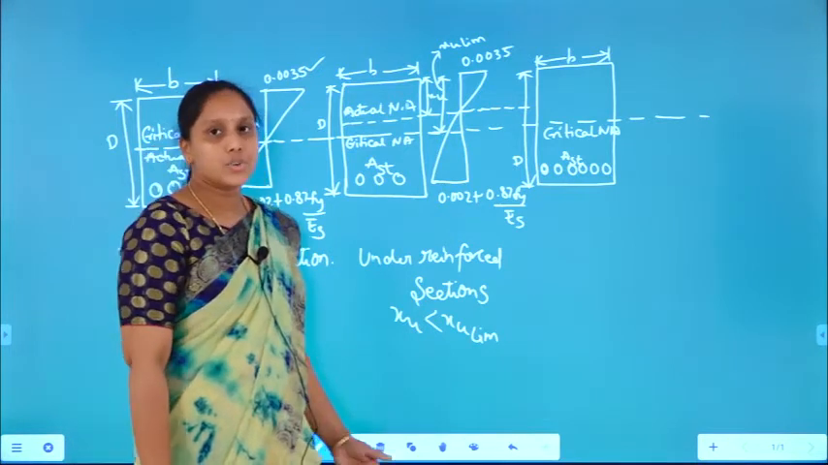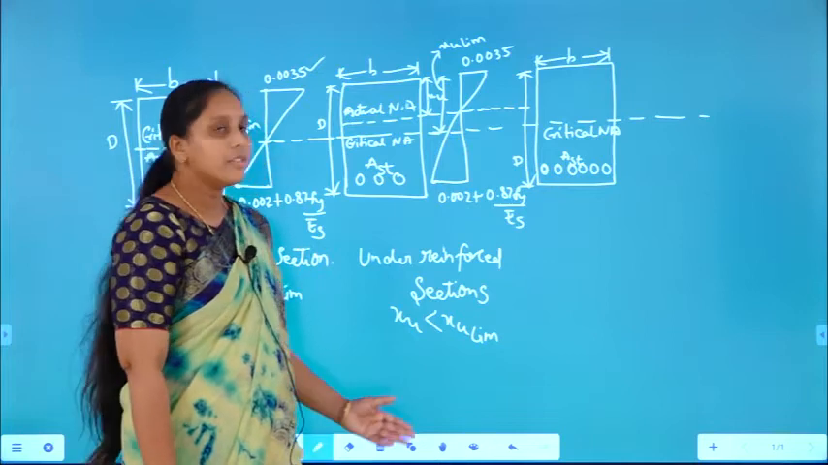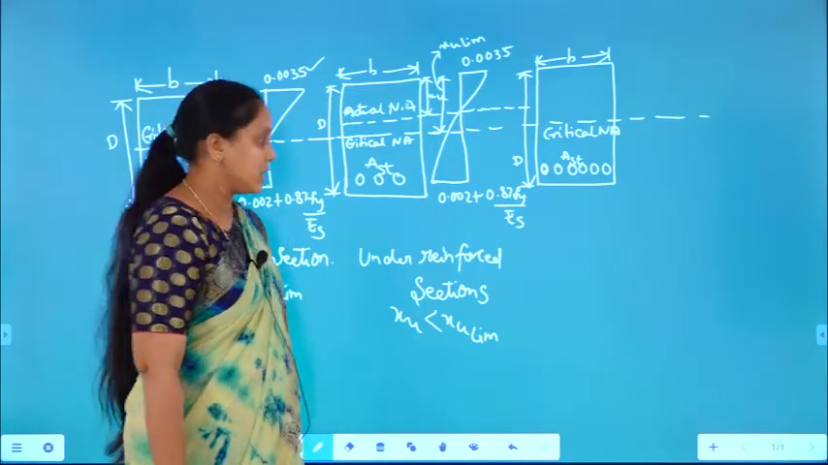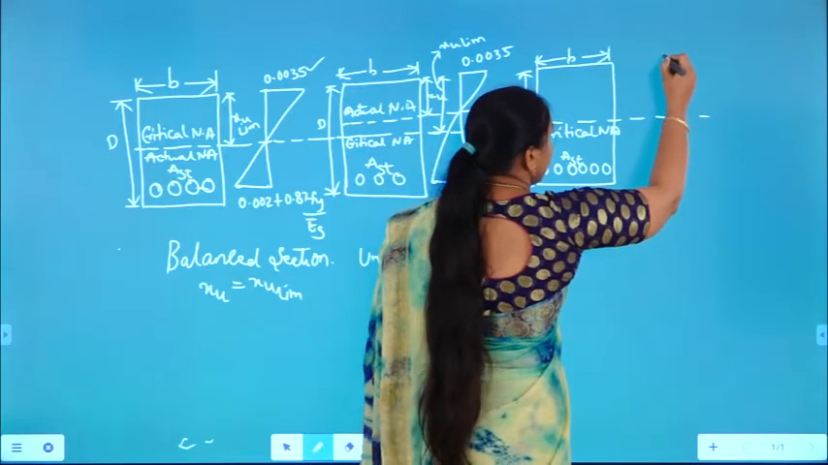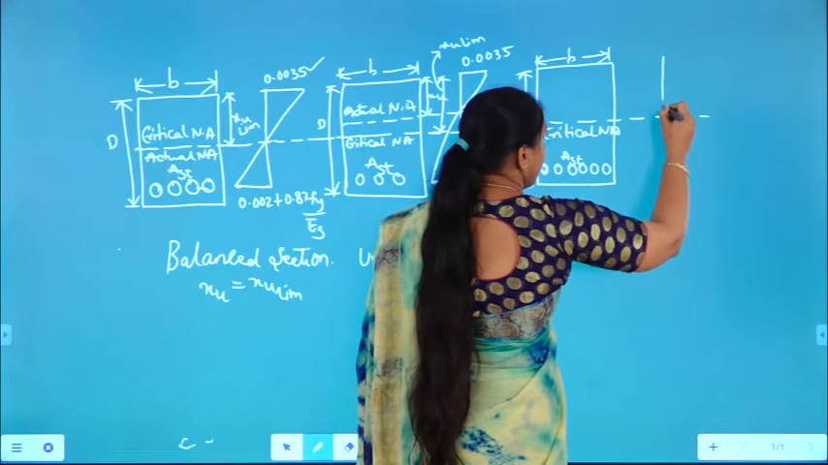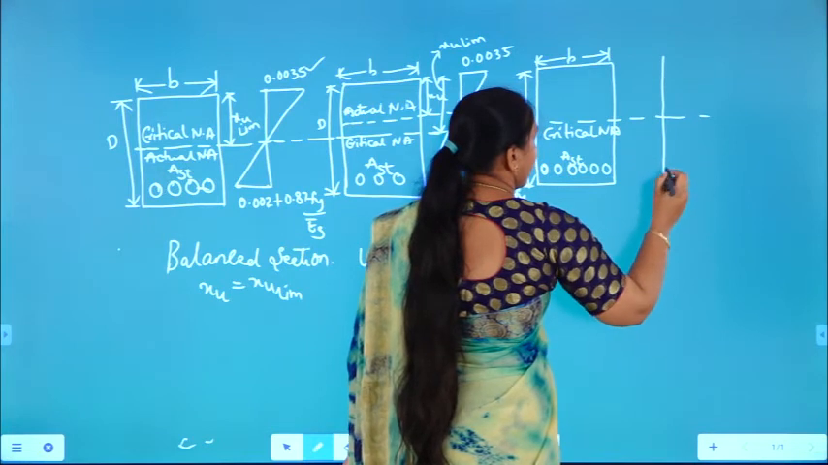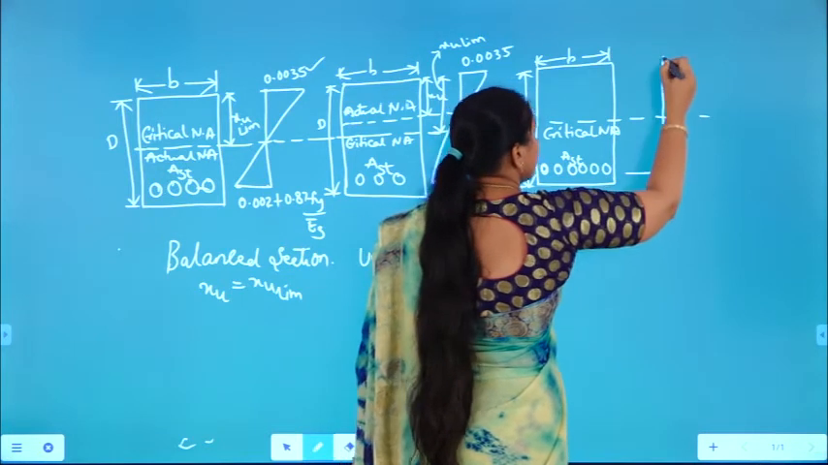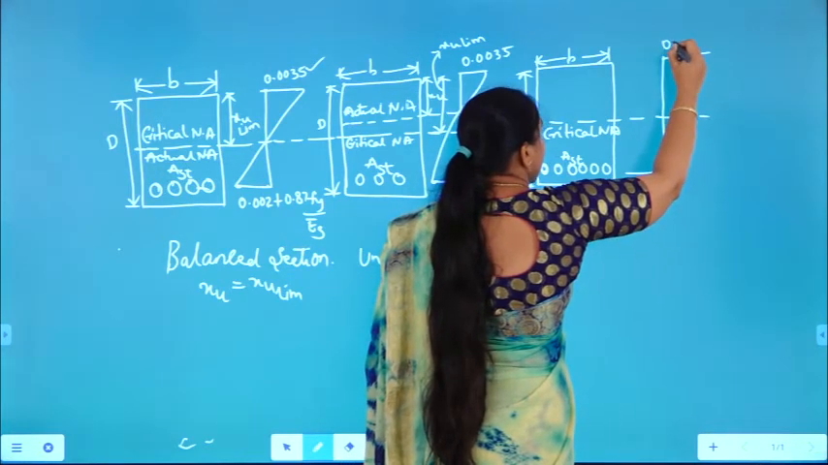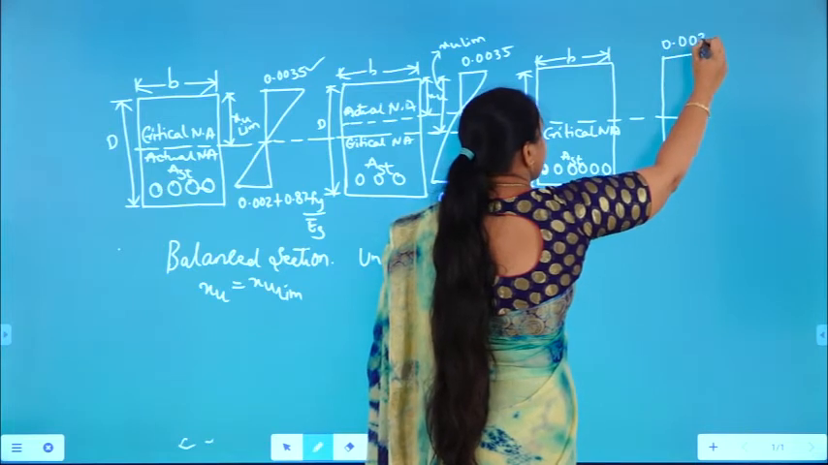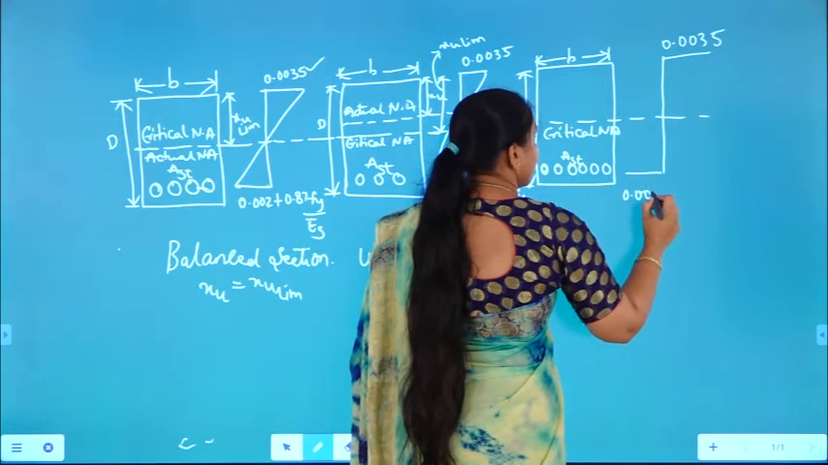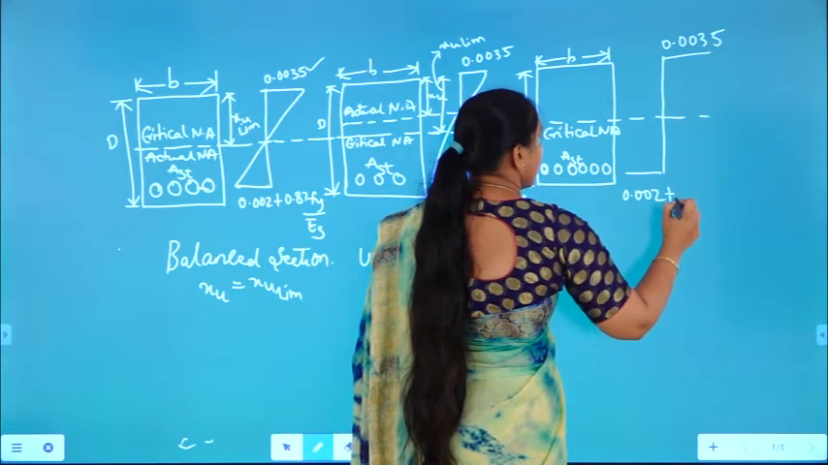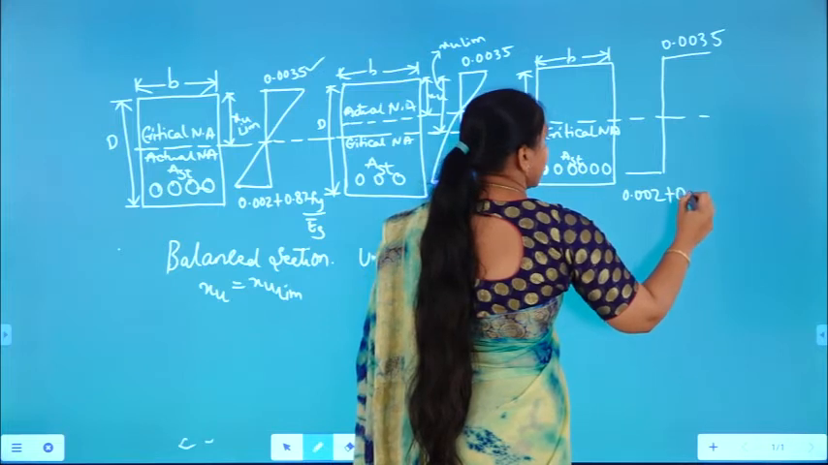So, now let us draw the strain profile for the over reinforced section. So, for an over reinforced section, if you consider, what will be the maximum strain in the concrete? It is 0.0035 and here it is 0.002 plus 0.0.